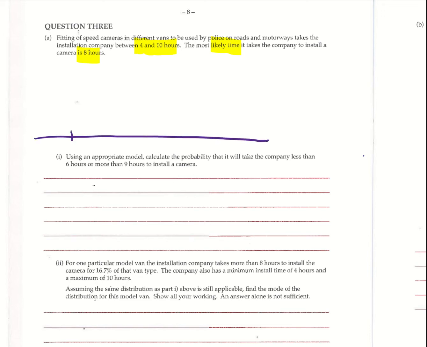So I've got 4 and 10, and my most likely is here at 8. So I'm going to draw up my little distribution there, and using the appropriate model, calculate the probability that the time the company takes will be less than 6 hours or more than 9. So 9's here and 6 is here.